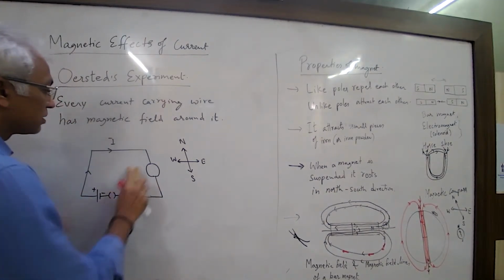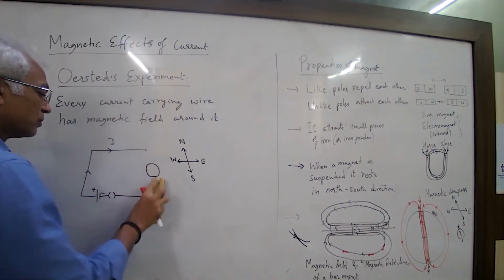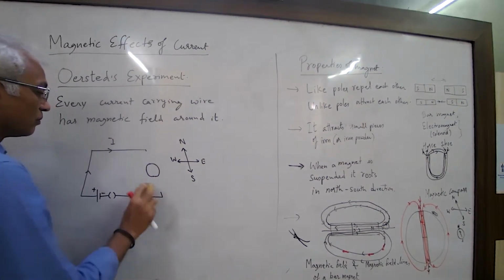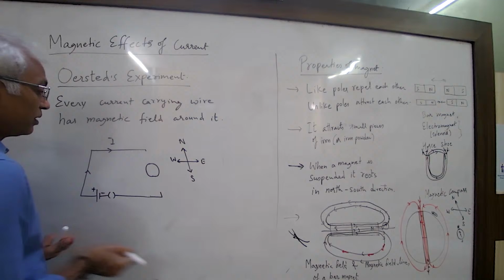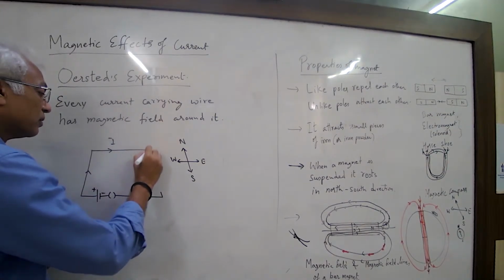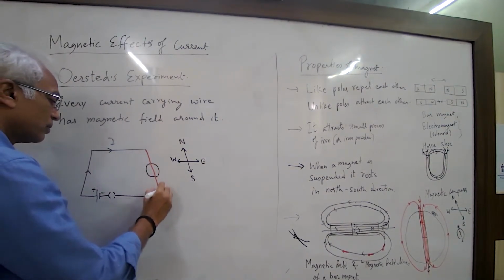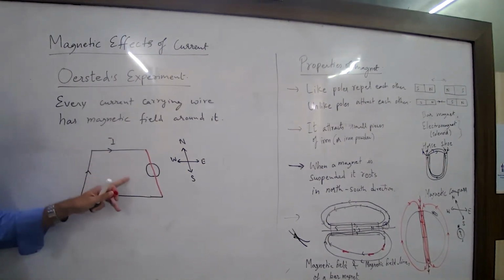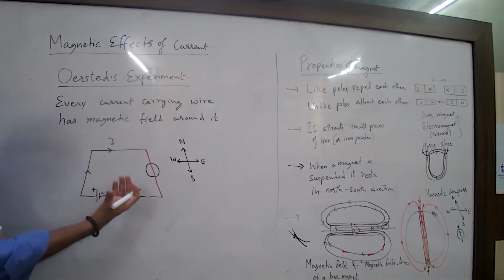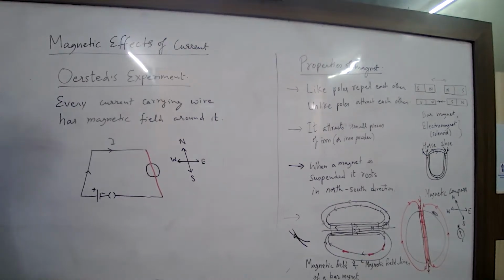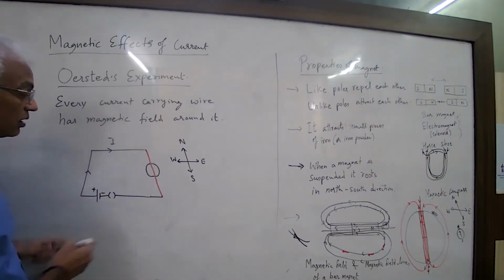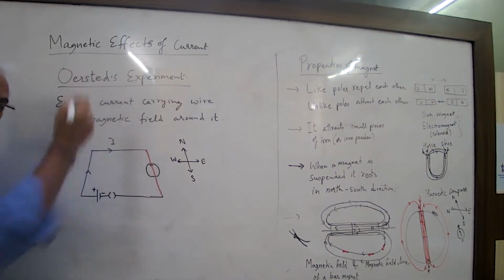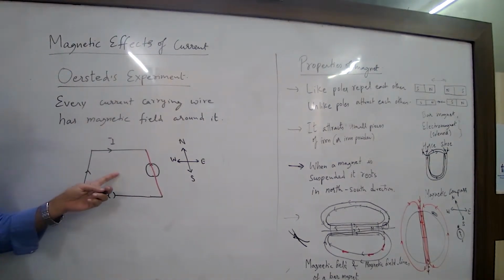Let me draw it like this. What we did is, this is a conductor, and the magnetic compass is placed below. When there is no current, the compass was directed like this. It was pointing in the north direction.